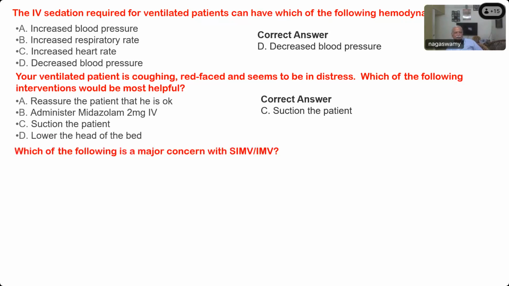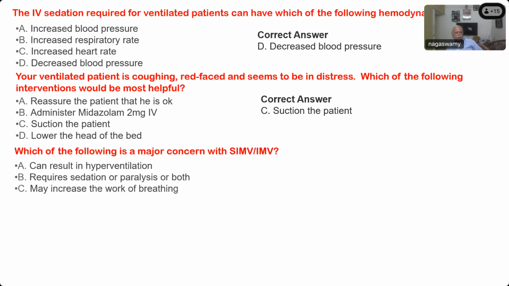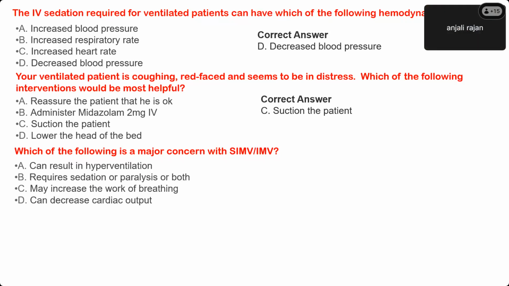Which of the following is a major concern with synchronized intermittent mandatory ventilation and intermittent ventilation? This can result in hyperventilation, require sedation or paralysis or both, may increase the work of breathing, and decrease cardiac output. Can result in hyperventilation. Increase the work of breathing.